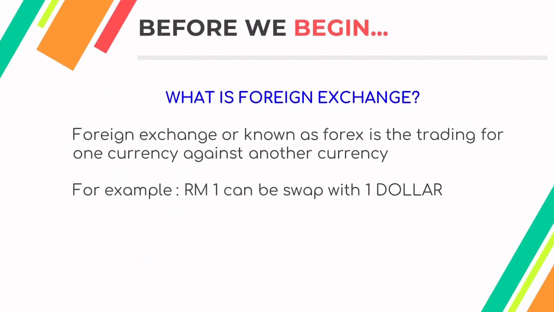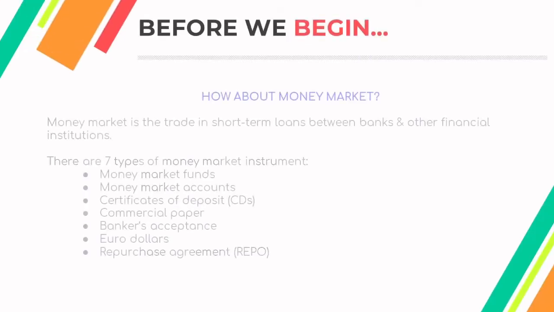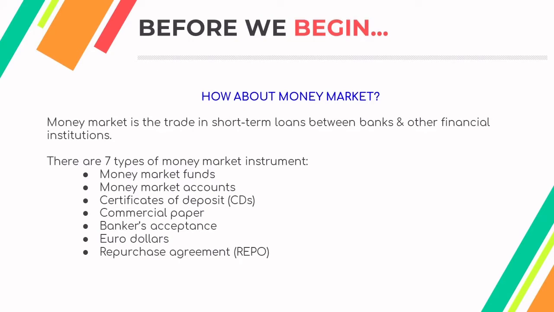Alright, before we begin, let's get to know what the foreign exchange market and money market are. So, foreign exchange, known as Forex, is the trading of one currency against another currency. For example, 1 ringgit can be swapped with $1. And how about the money market? Money market is the trade in short-term loans between the banks and other financial institutions.